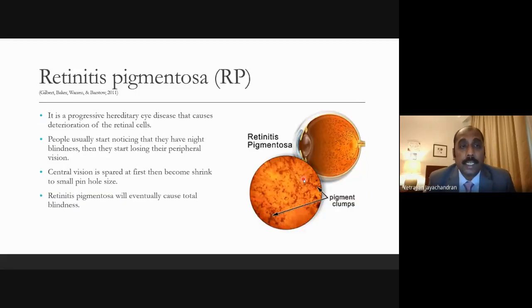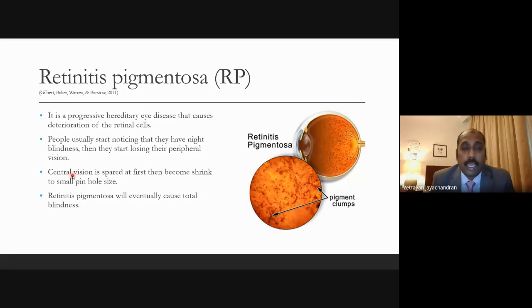So next is retinitis pigmentosa. It is a progressive hereditary eye disease, which also causes some damage to the retinal cells. So mainly you can see people start noticing the problem only when they have night blindness. It is not seen before. Only when they start facing night blindness and start losing peripheral vision can they go for consultation with the doctors. And it is more progressive in nature.